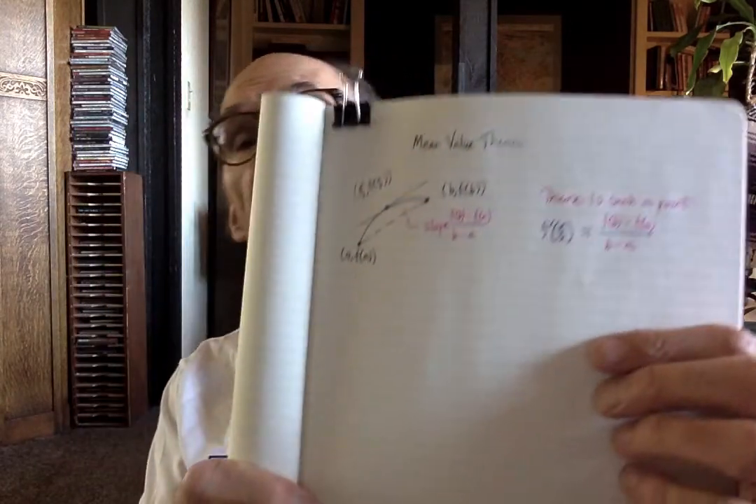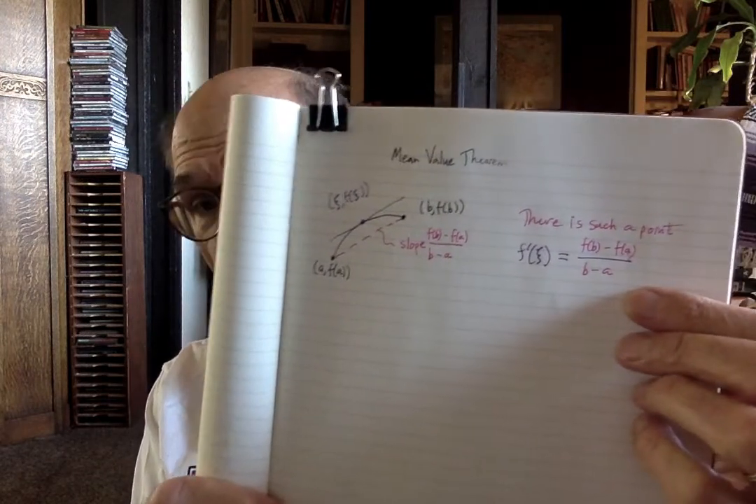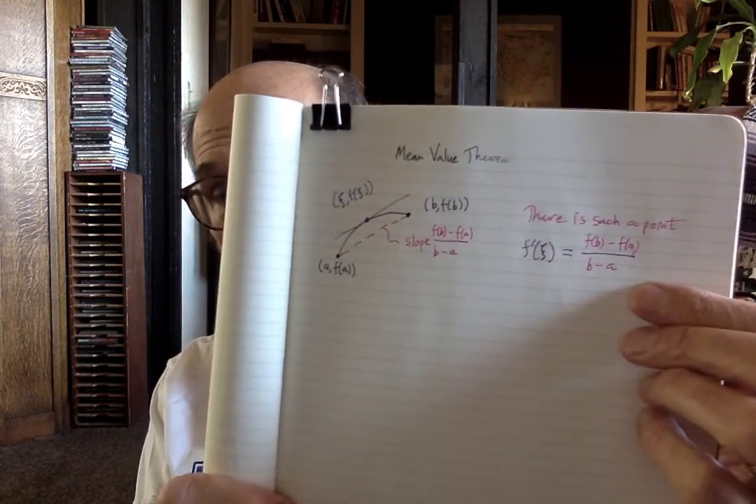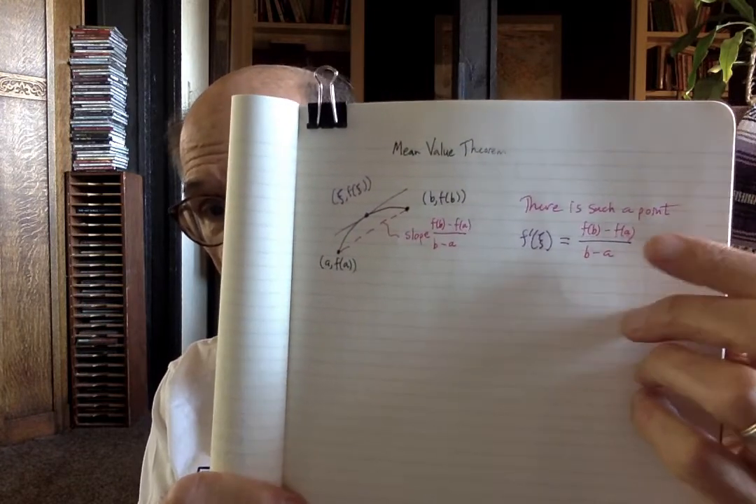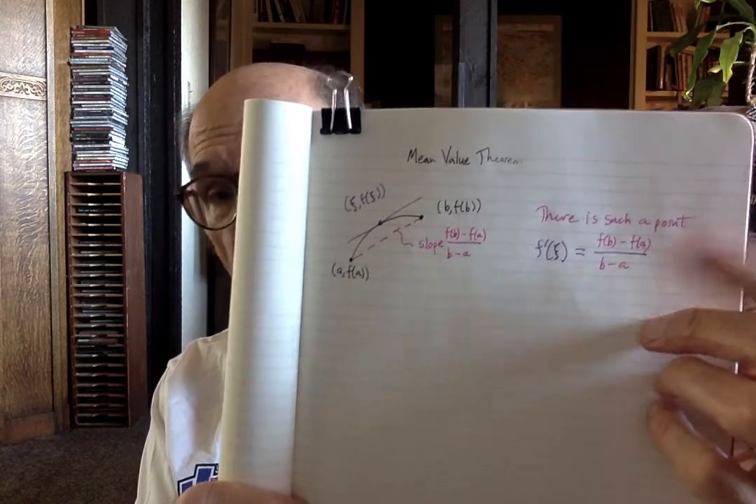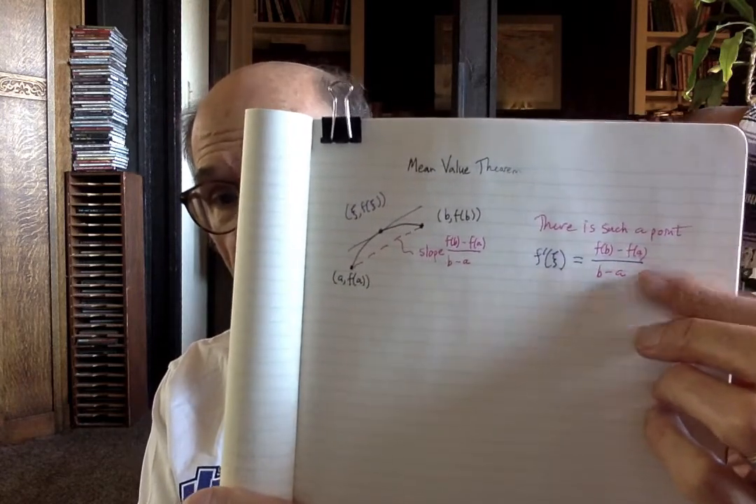You don't know what it is. You don't need to know what it is. You can use it very effectively without knowing what it is. If anyone tells you to find out what it is, you tell them to find something else to do to bug you because they're not being nice. The point is, you don't need to find this point. You just need to know there is one. And so that is the situation with the mean value theorem. That's the mean value theorem.